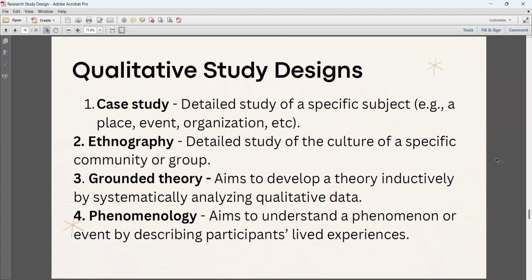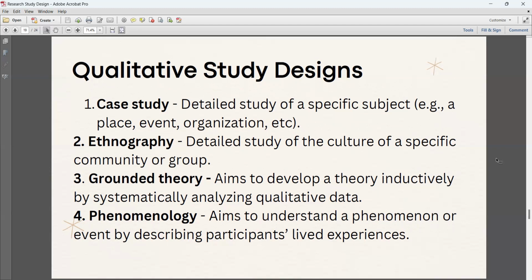quantitative designs. Then we therefore have the qualitative designs. In qualitative designs, we do have different kinds of designs, and these include a case study. Maybe you want to understand a specific subject, but you need specific cases. For instance, you want to understand occupational hazards in the construction sector, but you use a specific construction site as a case. So that could be a case study.